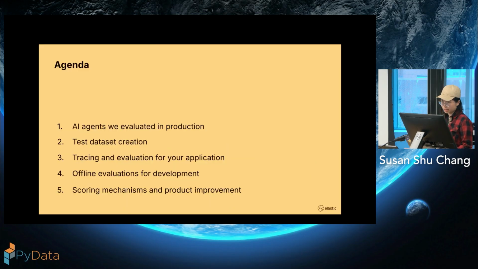What we're going to talk about today is a little bit of stage setting about the agents my team and I have built, to make it more applicable to your own situation, as well as the steps involved in creating an evaluation harness for production or offline evaluation for product development. So some repeatable steps: creating test data sets, setting up tracing and evaluation, doing offline evaluations or online evaluations for production, as well as how you continue to improve the product.